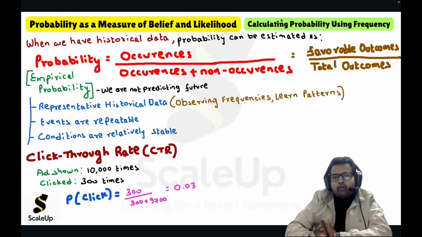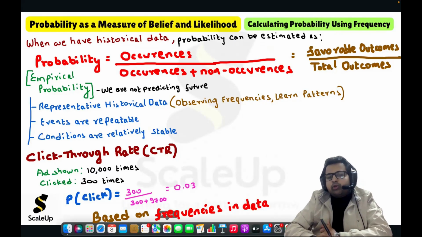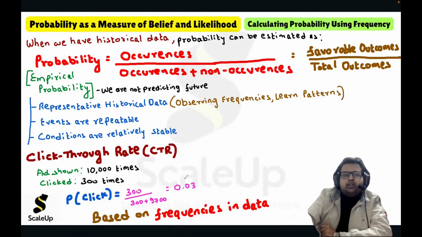Now, one very important point: this empirical probability, as we already saw, is based on historical data. Like we conducted an experiment, and based on the data of that, we got the probability. Now, this probability is conveying something very interesting. This empirical probability is based on the frequencies in the data.